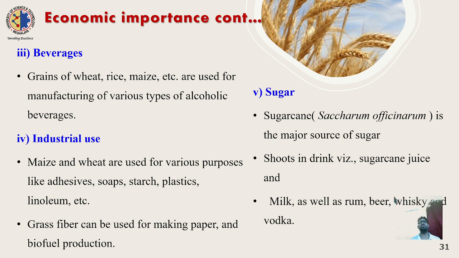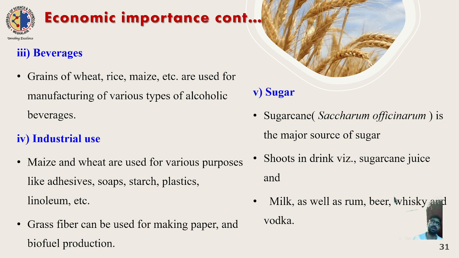So they also have industrial uses. What are these industrial uses? Several species of this family, like maize, are used for various purposes like adhesives, soaps, starch, plastics, linoleum, etc. They are also used for making paper and for biofuel production. We use it as a biofuel.